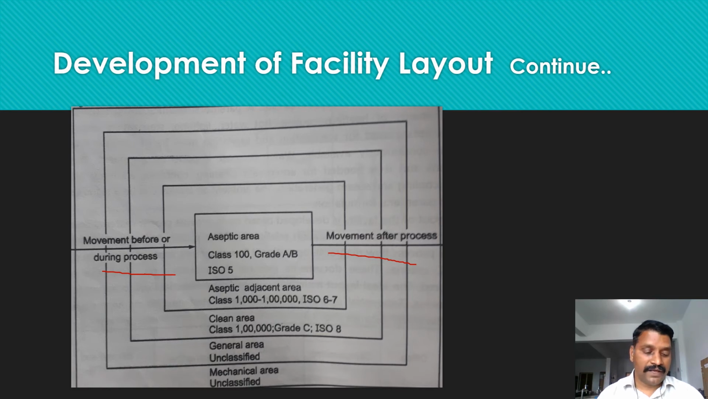Personnel entering the aseptic area should enter only through an airlock system, wearing sterile hats. That is, gowning is necessary. So this is about the floor plan of the manufacturing unit for the sterile dosage form.